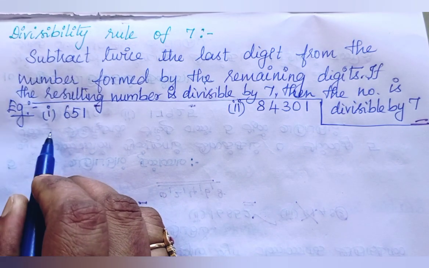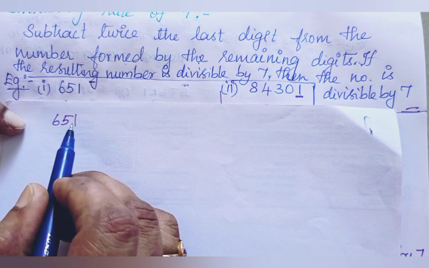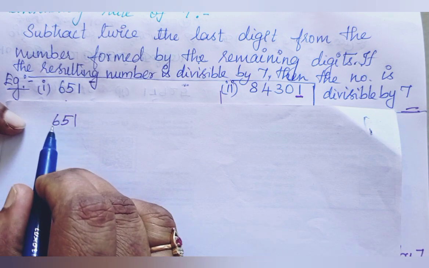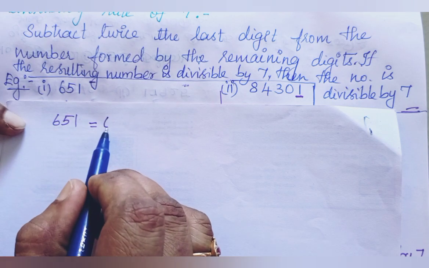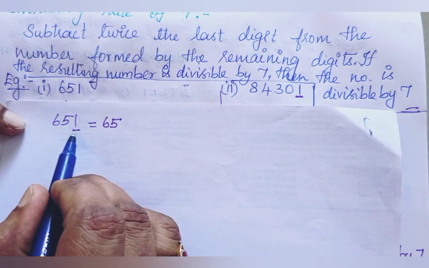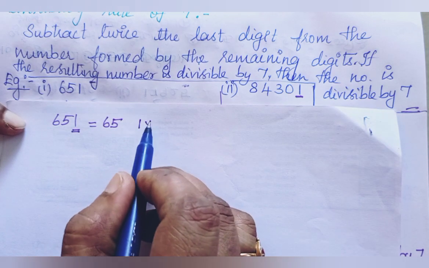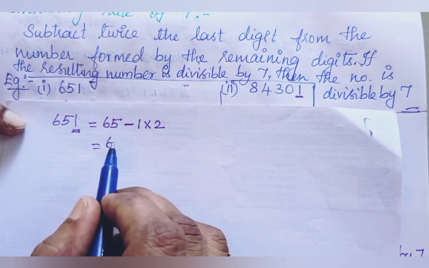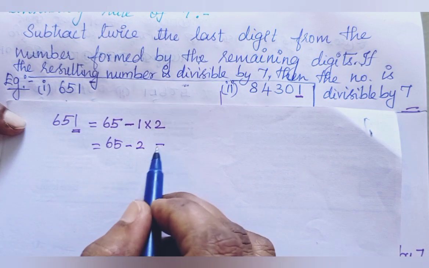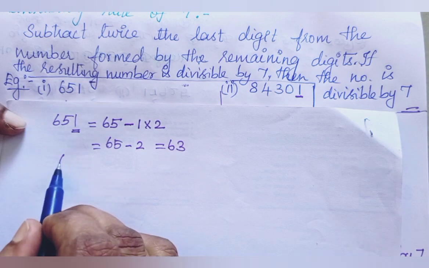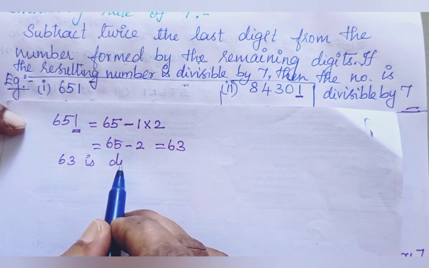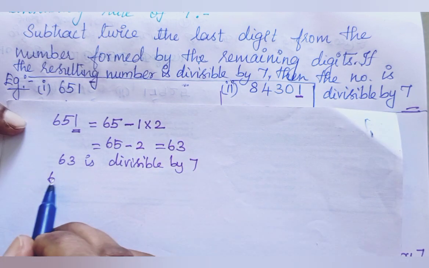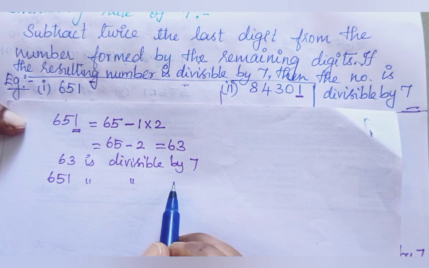It is similar to the divisibility rule of 11. Here we have to take 651. In this, we have to find twice the unit place and subtract this from the remaining digits. So 65 is the remaining digits, and this is the units place. I have to multiply that 1 by 2 and subtract it from the remaining digits of the number. So 65 minus 2, I will get 63, and as I know 63 is divisible by 7, 651 is also divisible by 7.